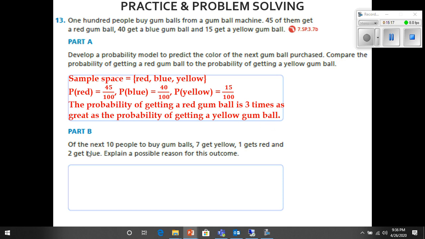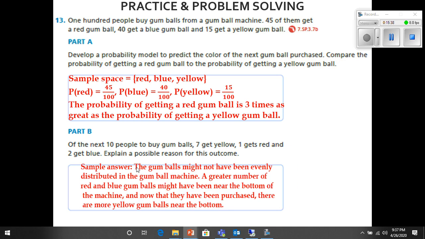Part B, of the next 10 people to buy gumballs, 7 get yellow, 1 gets red, and 2 get blue. Explain a possible reason for this outcome. Now remember, it says of the next 10 people to buy gumballs, 7 get yellow, 1 gets red, and 2 get blue. Why are they asking us to explain this?